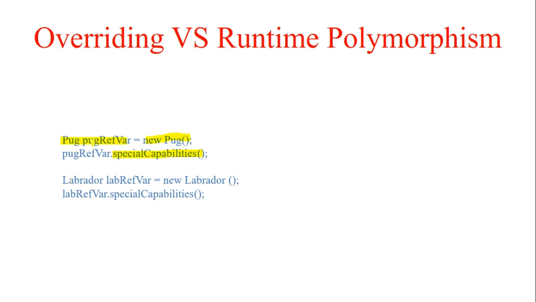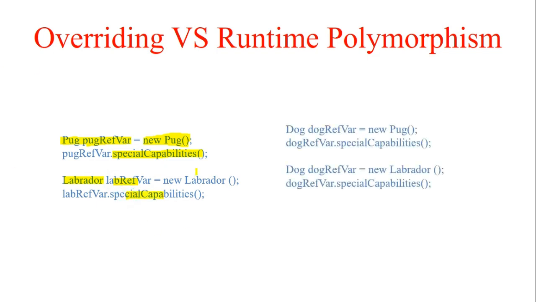Right, so this is method overriding, where this is my Pug class, this is my reference variable, and I'm creating an object of Pug itself. Now this is my child Labrador class and I'm calling the same method with the same reference. This is overriding. While what is polymorphism? Deciding at runtime whether with a Dog reference I'm calling the Pug class or the Labrador class, and deciding whether the specialCapability of Dog will be called, or of Pug, or of Labrador. Deciding this at runtime is runtime polymorphism. So remember this very importantly.